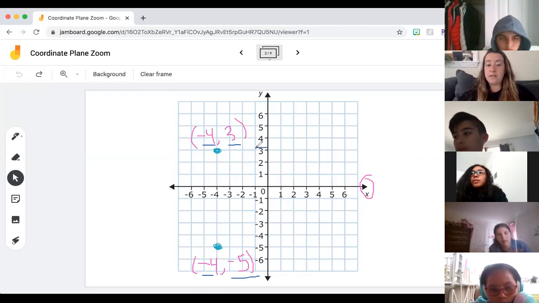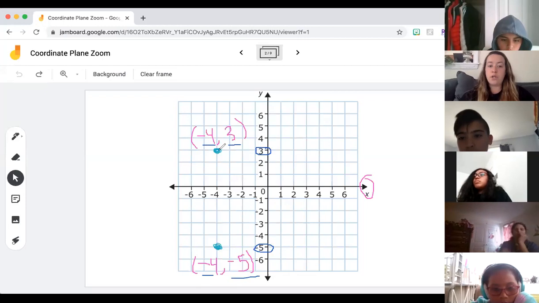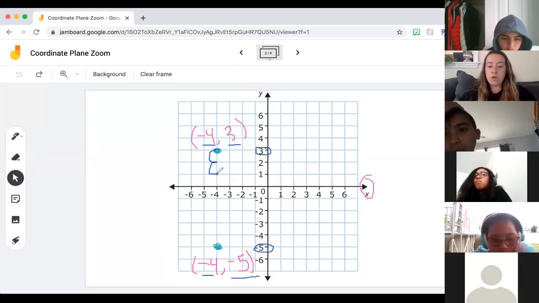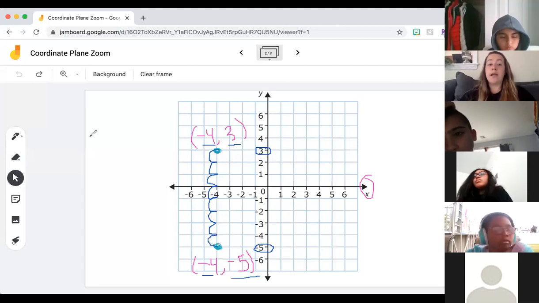So you went from this +3 number to this -5. I see a lot of good answers. So let's just check by counting the jumps. If I start here, 1, 2, 3, 4, 5, 6, 7, 8. So our distance here is 8.